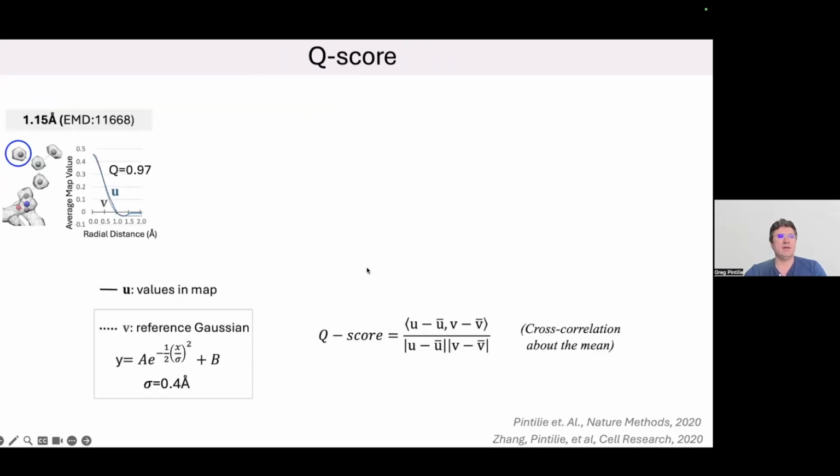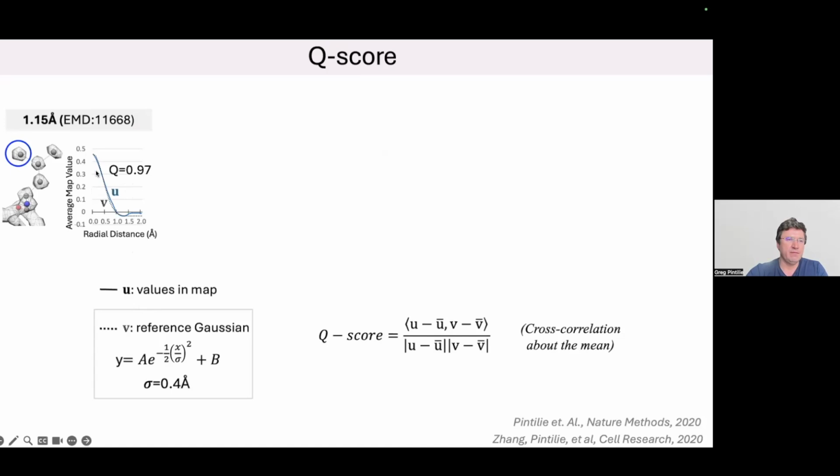So we thought about how to turn this into a score. We thought about characterizing how Gaussian-like the shape is, and also how close it is to this idealized Gaussian that we see in a high resolution map. So we consider these two things to calculate the Q score. That's how it came about. So we compare the map profile calculated for each atom in the map to this reference Gaussian, which we see roughly at 1 angstrom resolution.